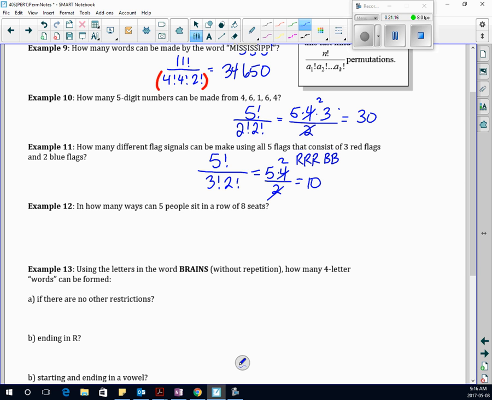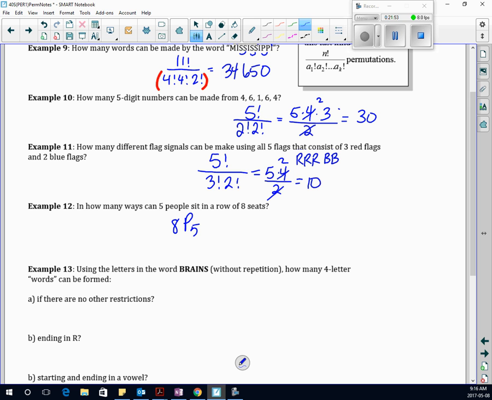How many ways can 5 people sit in a row of 8 seats? So this time I actually have more seats than people. So what's going to happen is the 5 people are going to be stationary and the seats will be choosing the people, if you think about it that way. That's the only way you can do it, because the positions have to be less than or equal to the objects. So you can't go 5p8. It has to be 8p5.